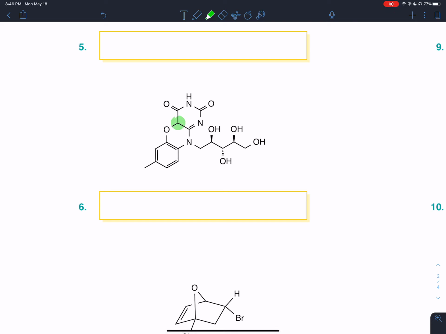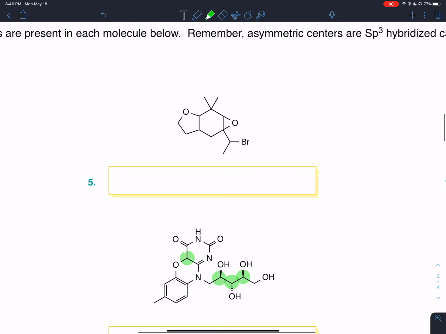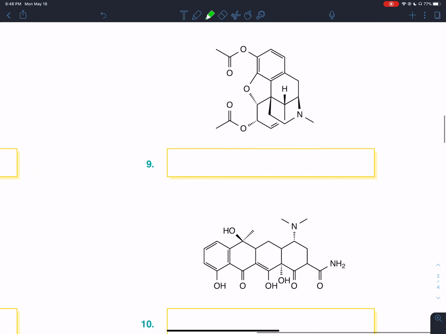We have 1, 2, 3, 4 asymmetric centers. Let me quickly scan the molecule to make sure that there are no others. That looks good. We have 4 asymmetric centers. Pause and rationalize. We're going to do number 5 together now. We have 1, 2, 3, 4, 5 asymmetric centers. Pause and rationalize. And we'll do one more example here.